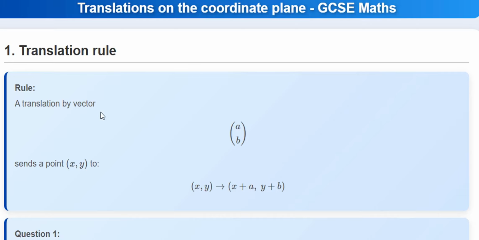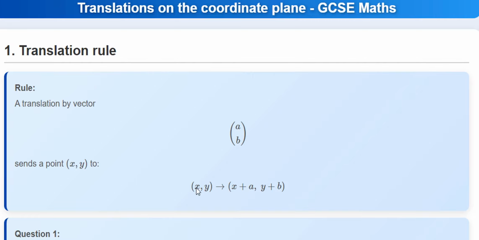Hello. In this lesson, we will learn how to do translation on the coordinate plane. If you are asked to translate a figure on a graph, the first thing you need to know is that we use a translation vector, which we can assign values a and b. The rule is that the translated coordinates change from x, y to x plus a, where a is the first value of the translation vector, and y plus b, where b is the second value of that translation vector.